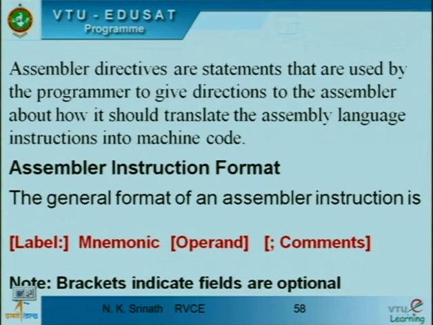Having just mentioned this, I think we need to really go into the details and try to understand how we go about it. Assembler directives are statements that are used by the program to give direction to the assembler about how it should translate the assembly language instructions into machine code. That means there are certain points which need to be mentioned explicitly, which only the assembler directives can do, because the program only talks about converting to code to do the required operations. So, let us see what it is as we go further.